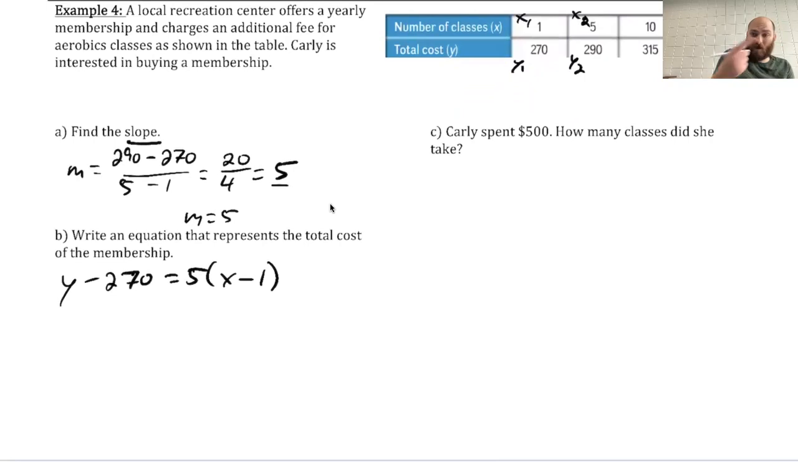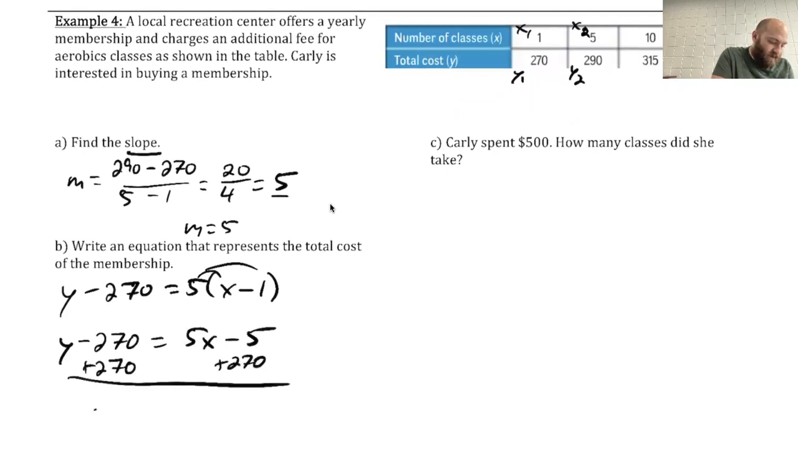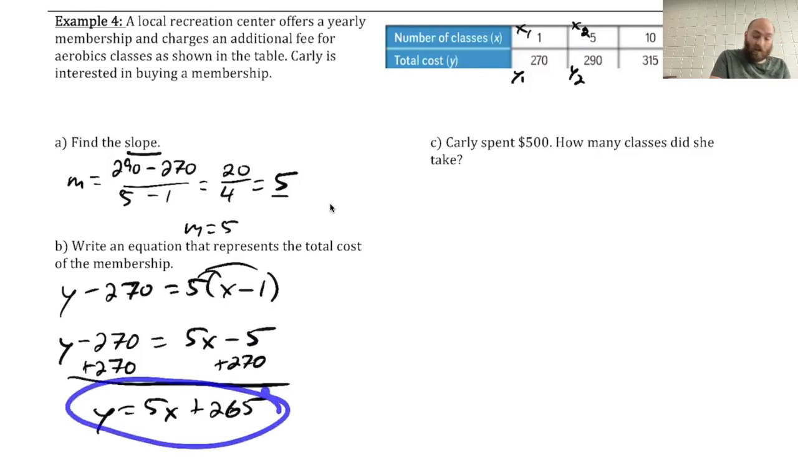It didn't ask for it, but I'm going to go ahead and do it in slope intercept form as well. So I'll take that and distribute it. So that's y minus 270 is equal to 5x minus 5, then add 270 over. So y equals 5x plus 265. All right. So Carly spent $500. How many classes did she take? Actually, that is probably helpful to have this here because that's a little bit easier to work with, I think.